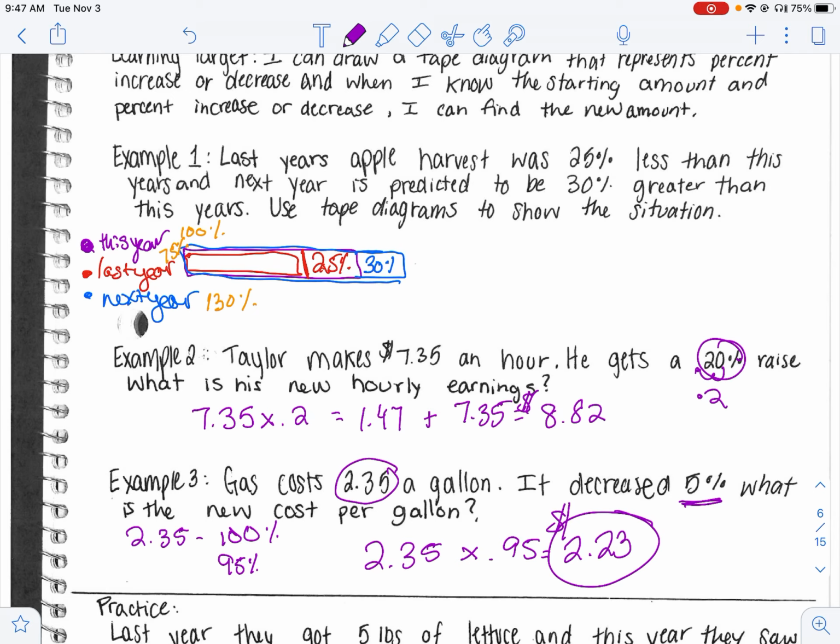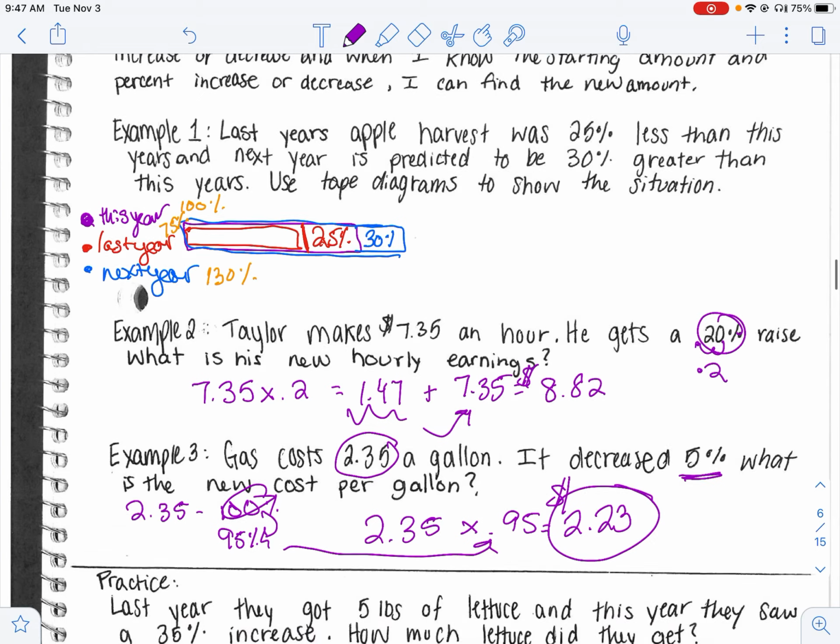You'll notice in the first one, I found the amount that it went up by and then added it to the original. In this one, we found the percent it went down by and then just multiplied by the original.